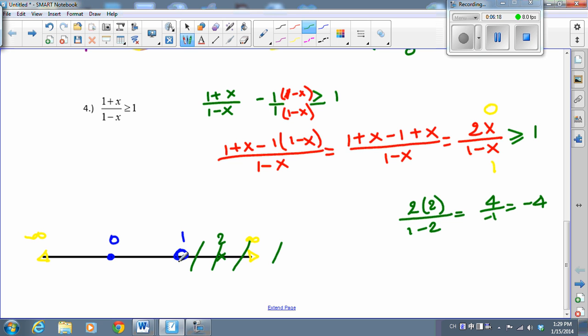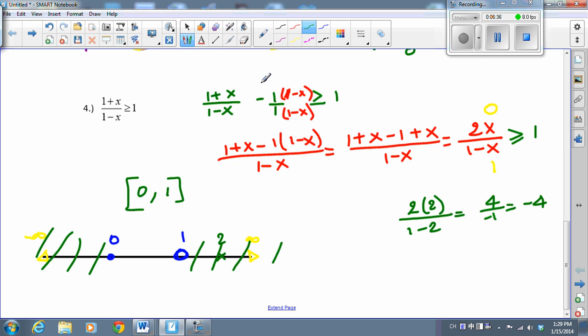And just as I said previously, it alternates. So if this is not a solution, the middle will be, and the last one will not. So your solution will be from 0 to 1 with the bracket. And that will be your solution.